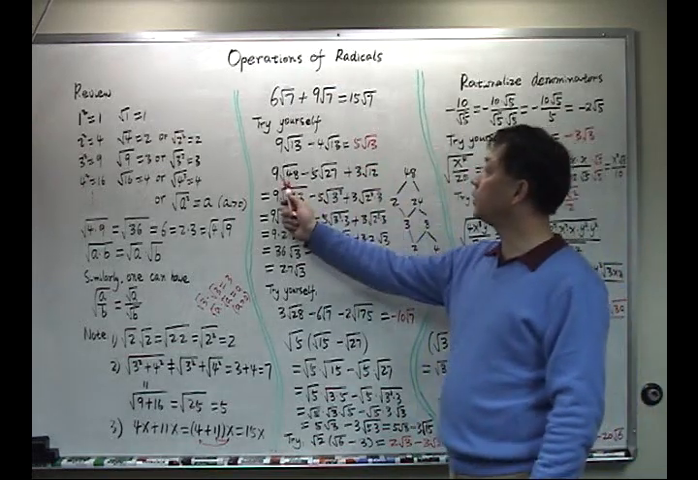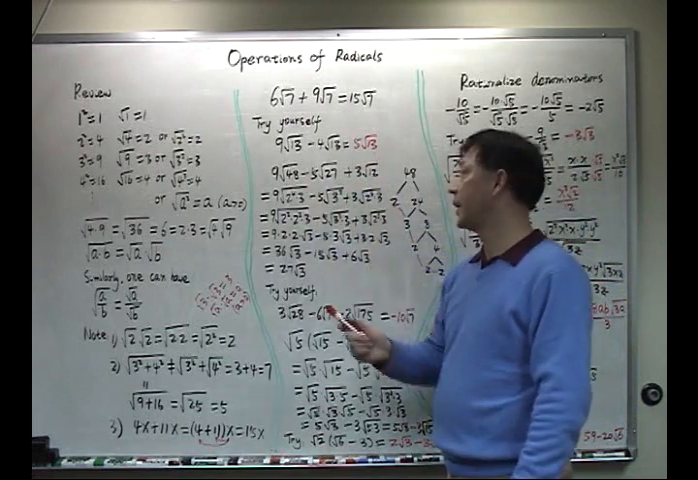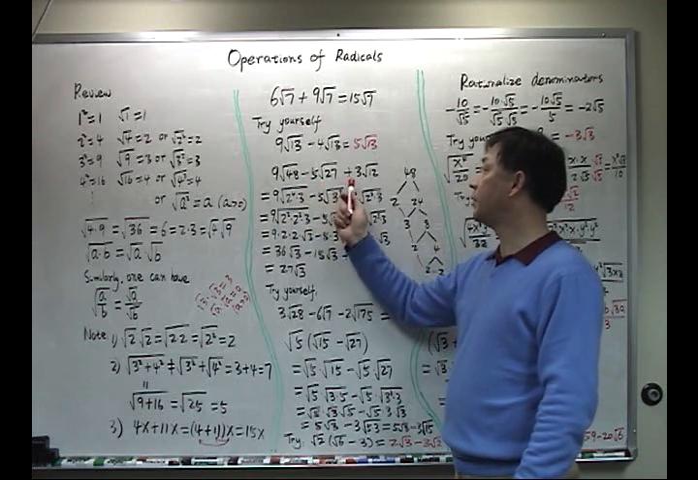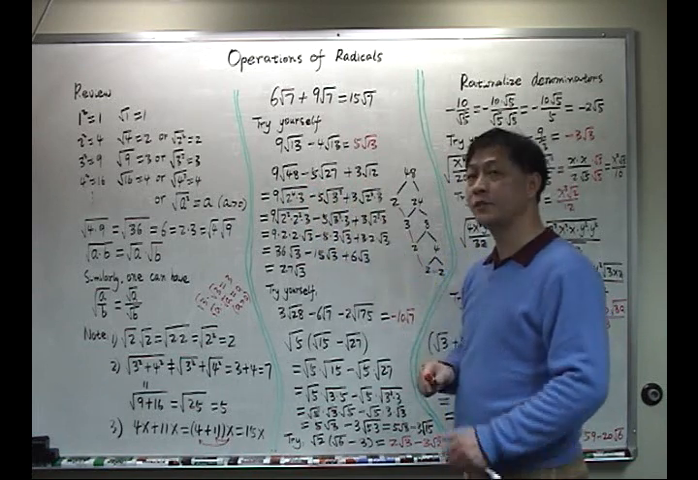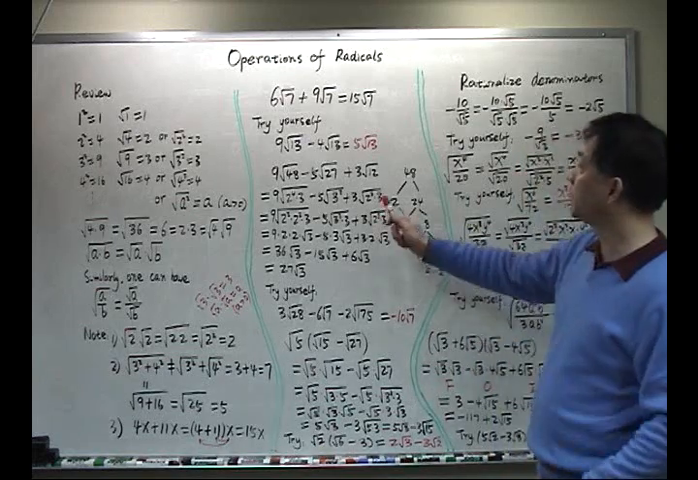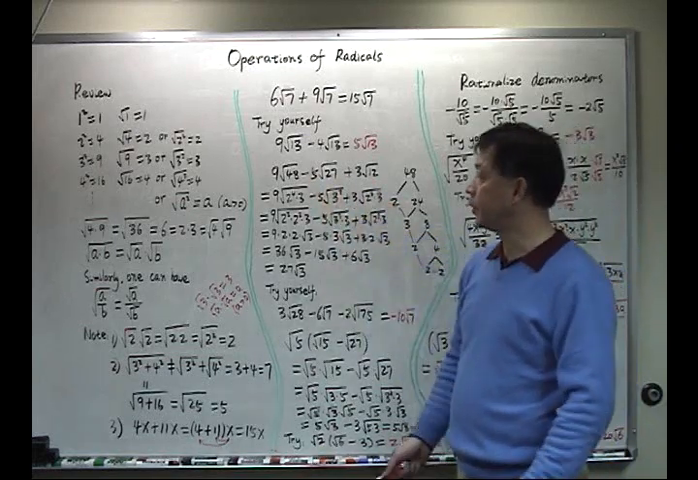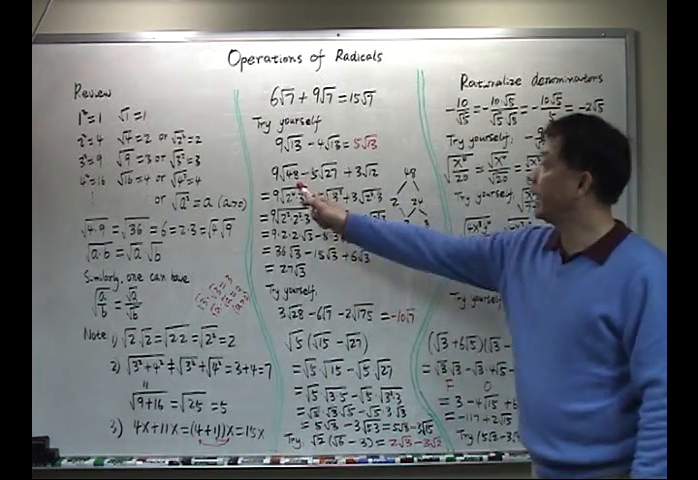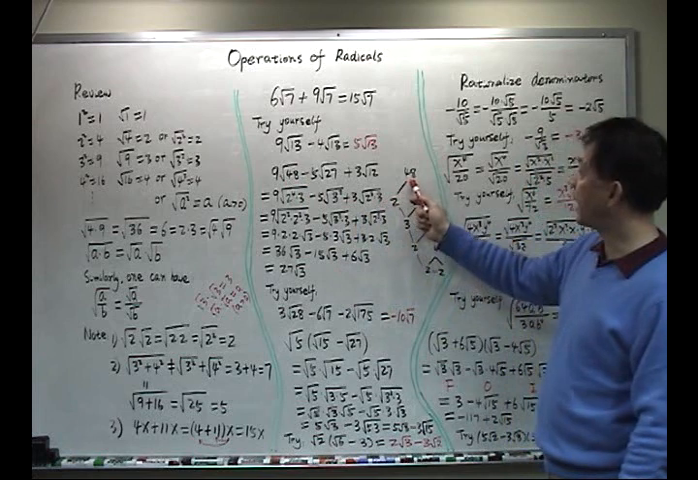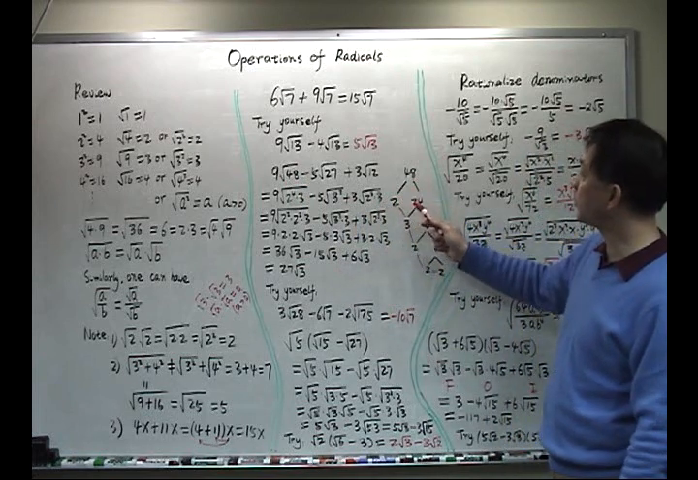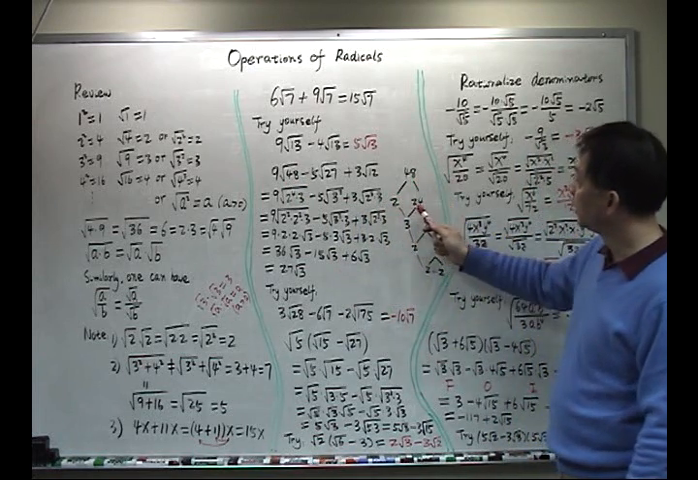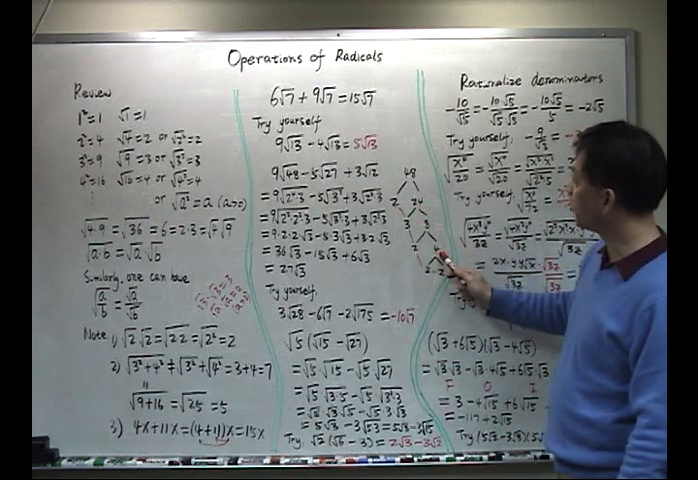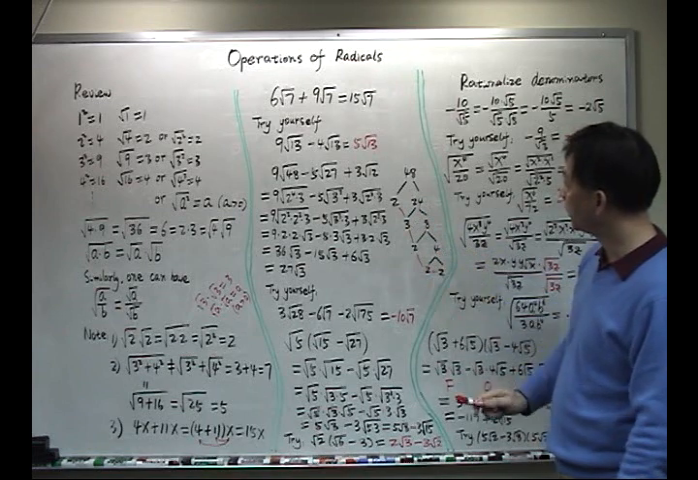This one looks harder. We have more steps: 9 radical 48 minus 5 radical 27 plus 3 radical 12. We want to add and subtract, so we need to do something first. For 48, the factor tree is 2 times 24 is 48. 24 is 3 times 8. 8 is 2 times 4. 4 is 2 times 2.